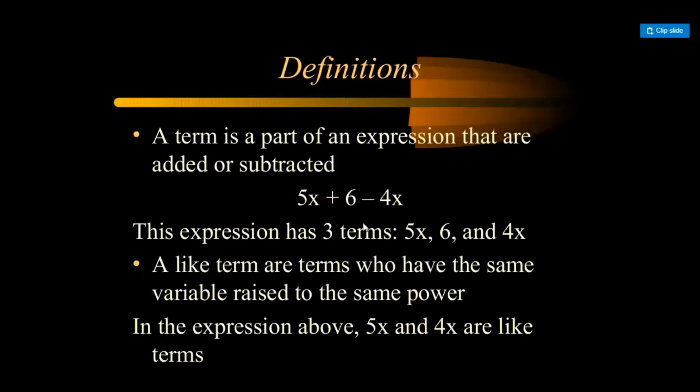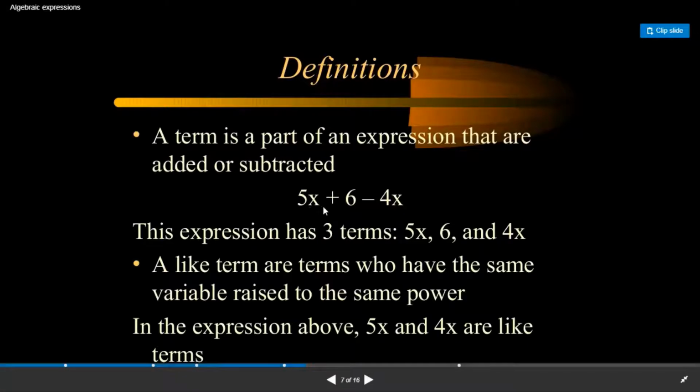A term is a part of an algebraic expression that is added or subtracted. This expression has 3 terms. We have here the 5x, we have the 6, and the 4x. Each one of them is an example of what we call a term. Like terms are terms that have the same variable raised to the same power. In the expression above, 5x and 4x are like terms.